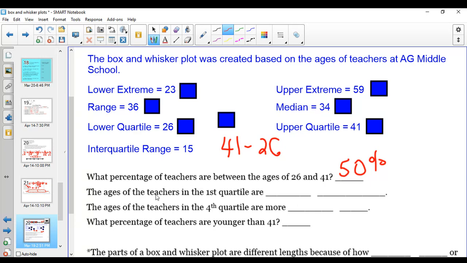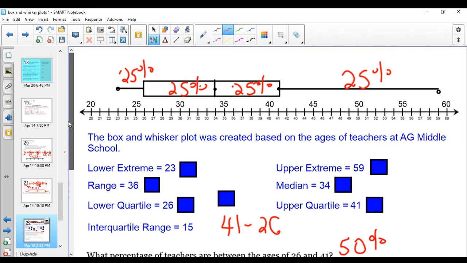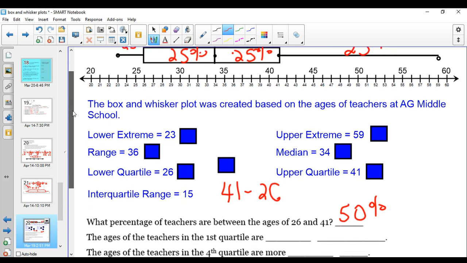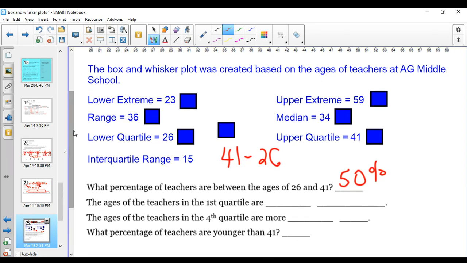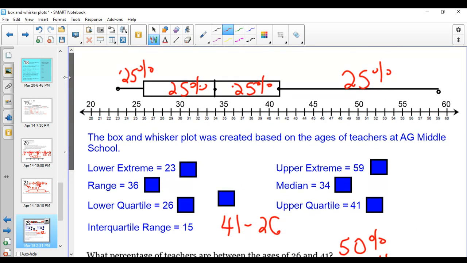Now it says the ages of the teachers in the first quartile are, and then there are two blanks. So we just want to analyze visually, how does this look? In comparison with the other quartiles, this one is a lot smaller, right? It's a lot shorter. What that means is the ages of the teachers in that group are more clustered together. So we're going to say the ages of the teachers in the first quartile are clustered together. What that might mean is maybe there are a lot of numbers that repeat in that quartile.